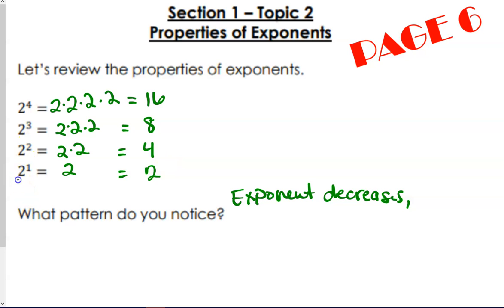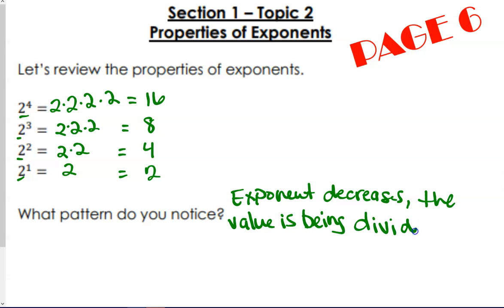And if I look at my original expressions, 2 is my base. So as my exponent is decreasing, the value is being divided by the base. Which for all of these problems, our base is 2. Okay, so as my exponents go down, our values are also going down. They're being divided by the base of 2.